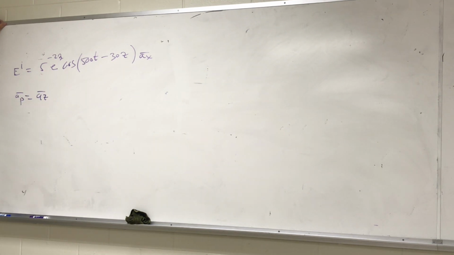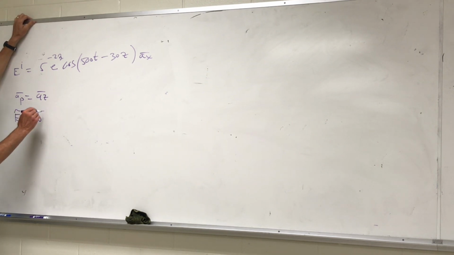What is its polarization? It's in the X direction, correct? So now I want the phasor form of the electric field. What is the magnitude of the electric field? 5. Now what do I put next?